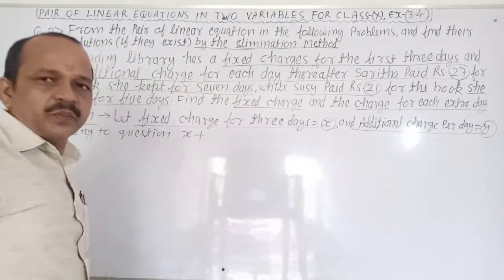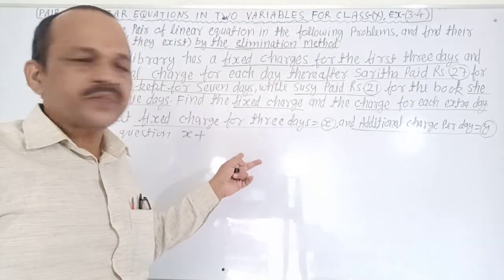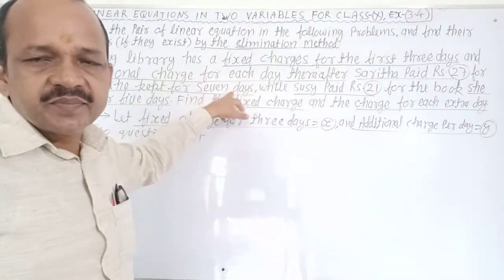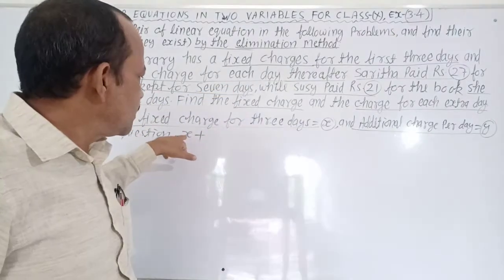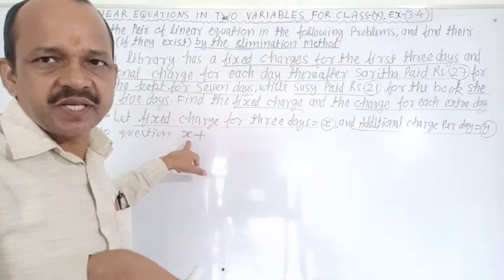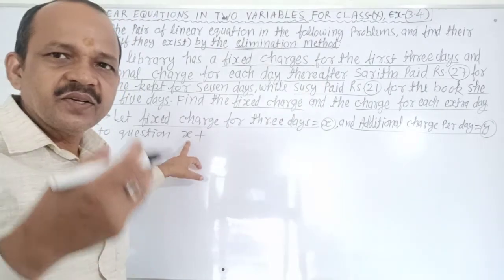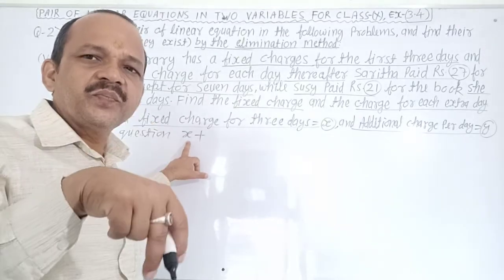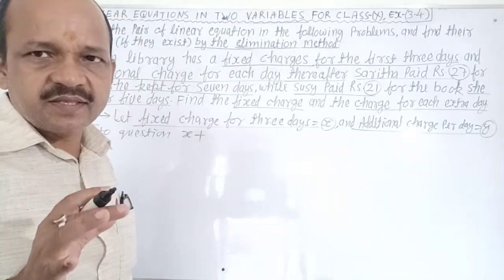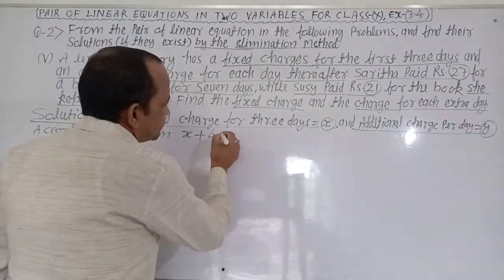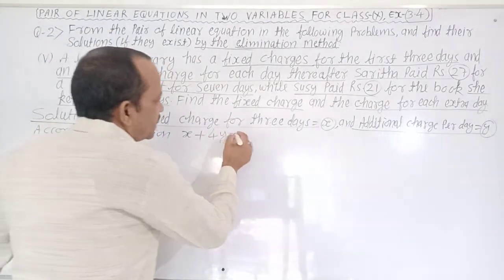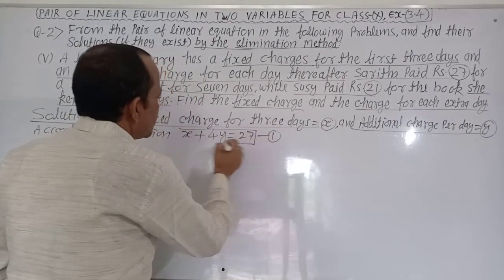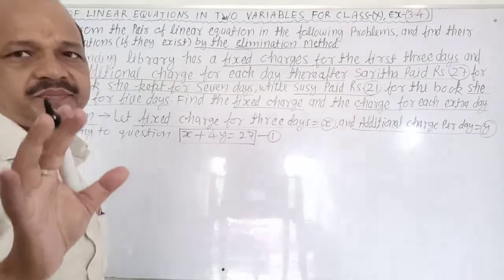x plus fixed charge for 3 days. Here Sarita paid 27 for 7 days. Fixed charge x for 3 days. Remaining days, 4 days. Additional charge for the last 4 days, 4y, equal to 27. It is equation first.